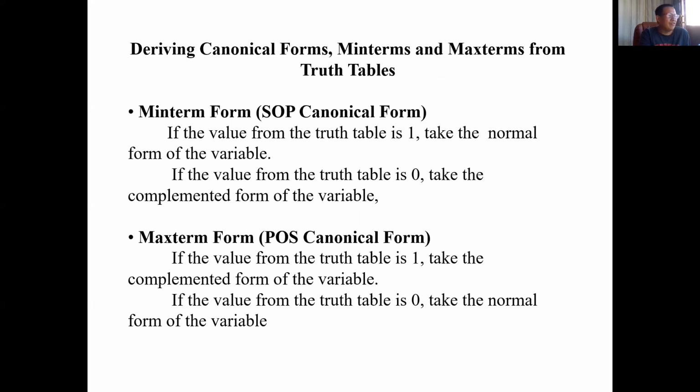How do we derive canonical forms or standard forms from a truth table? Given a truth table, how do you write the expression in a standard form? Usually we are given a truth table first, before the function. So given a truth table, we will write the min term and max term. Remember that a min term is a value in the truth table which is 1. Take the normal form of the variable. If the value in the truth table is 0, take the complemented form. Let's have an example.